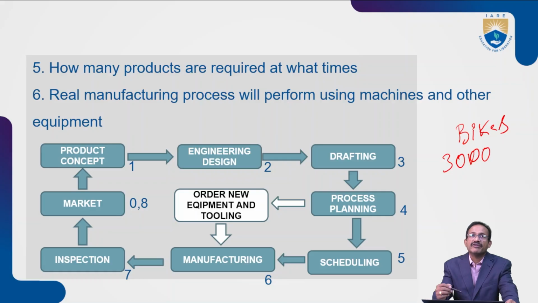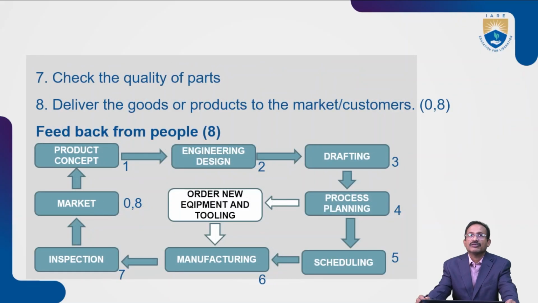Manufacturing people are completely responsible for manufacturing. The real manufacturing process will be performed using machines and other equipment by the manufacturing engineers. Once the manufacturing is done, what is the next step? Whether those manufactured parts and products are perfectly all right or not. For that, the quality of parts is to be checked. That is nothing but checking the quality of parts, the seventh stage.